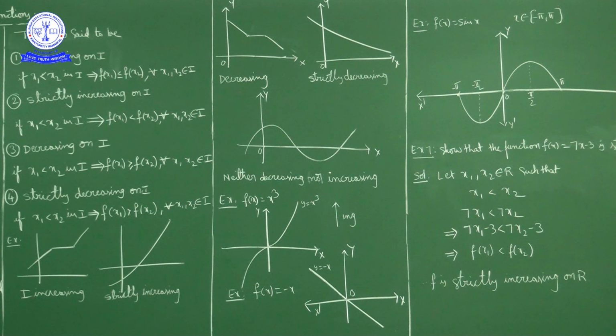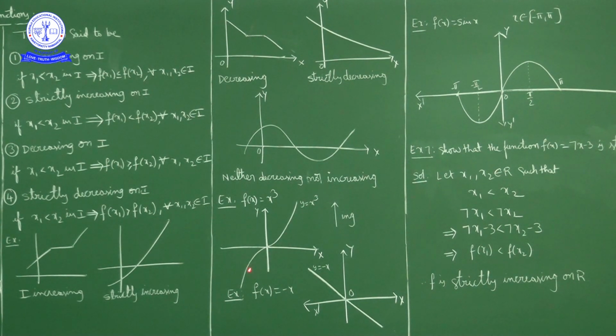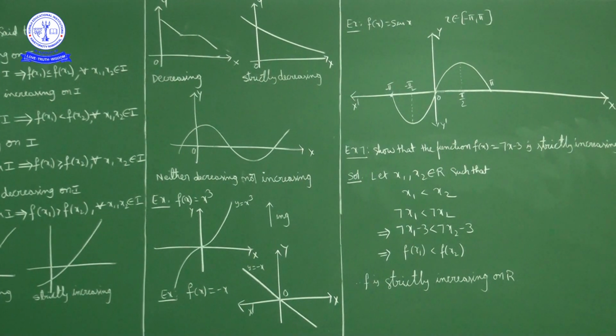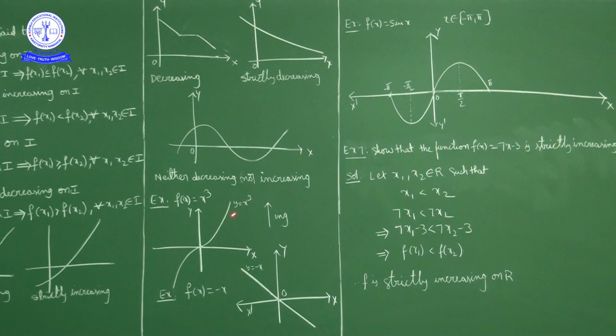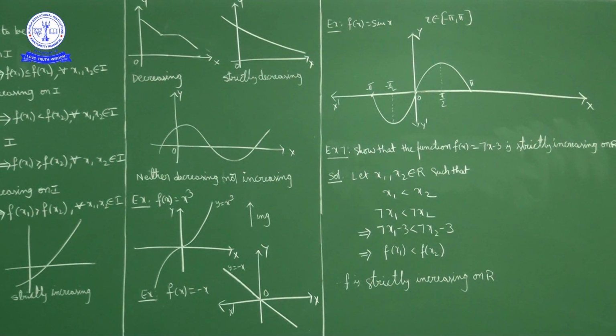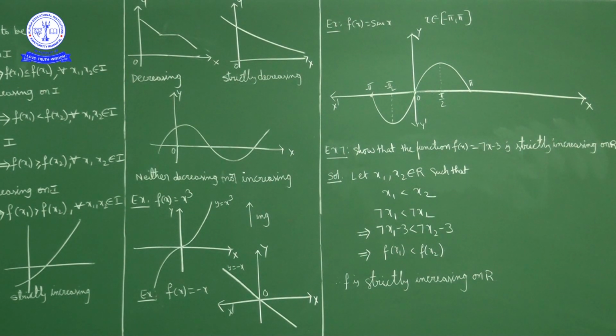Now I will give examples for increasing and decreasing. Now, the graph y is equal to x cube. The rough graph is this one. As you move from left to right, the graph is moving upwards. y is equal to x cube is a strictly increasing curve.